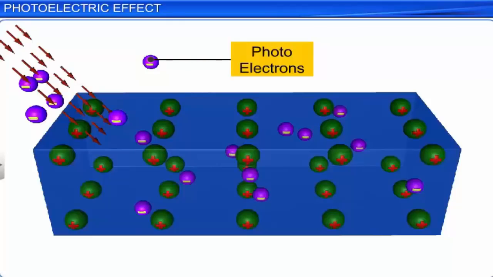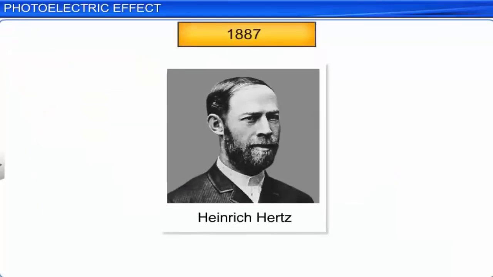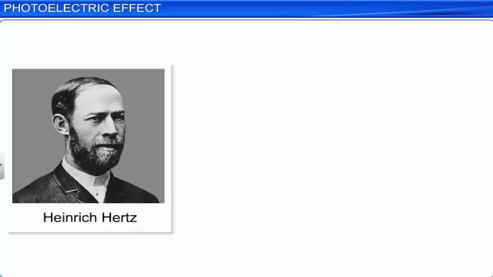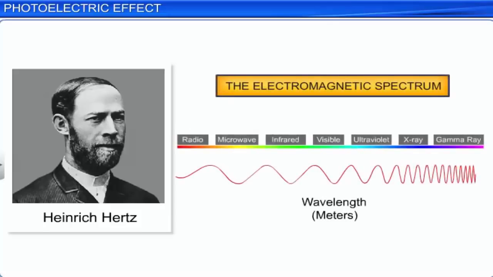The history of the photoelectric effect dates back to 1887, when this phenomenon was accidentally discovered by Heinrich Hertz. Hertz was investigating the production and reception of electromagnetic EM waves through an experimental setup.